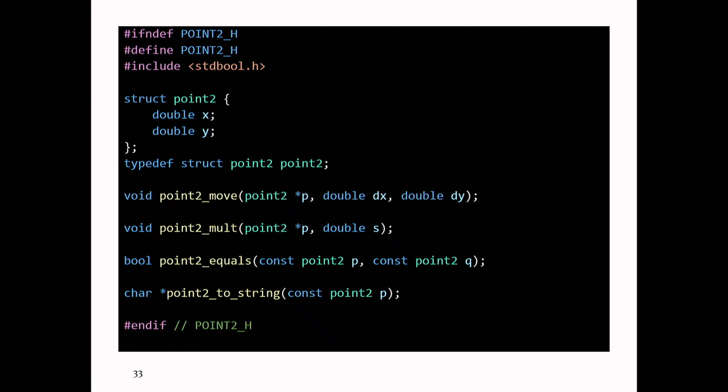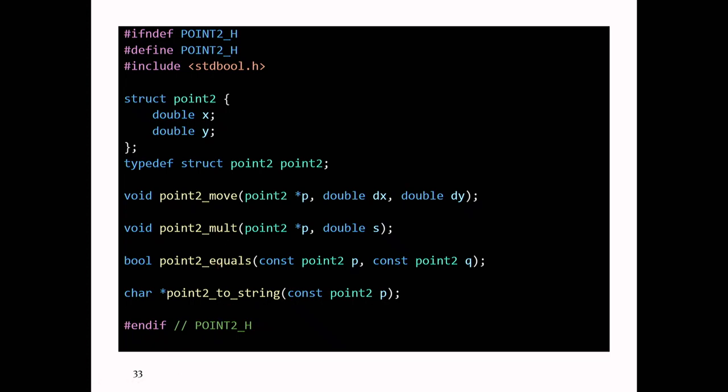So when somebody includes this header file, what do they get? Well, they get the header file stdbool, because I need stdbool for bool here. So whoever includes the .2 header file also ends up including stdbool.h. Then they get the structure definition, they get the type definition, and they get the declaration of all of these functions.